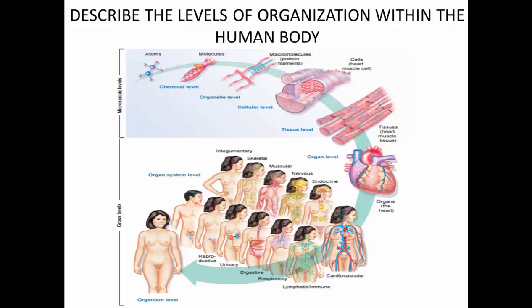Okay, describe the levels of organization within the human body. I realize this image is a lot of information at once, but I wanted to give you the idea of the small microscopic levels all the way up through the gross or large levels of the organism. Starting down in microscopic levels, we start with atoms. The chemical level, the actual atoms that make up the chemicals that ultimately make up our body.